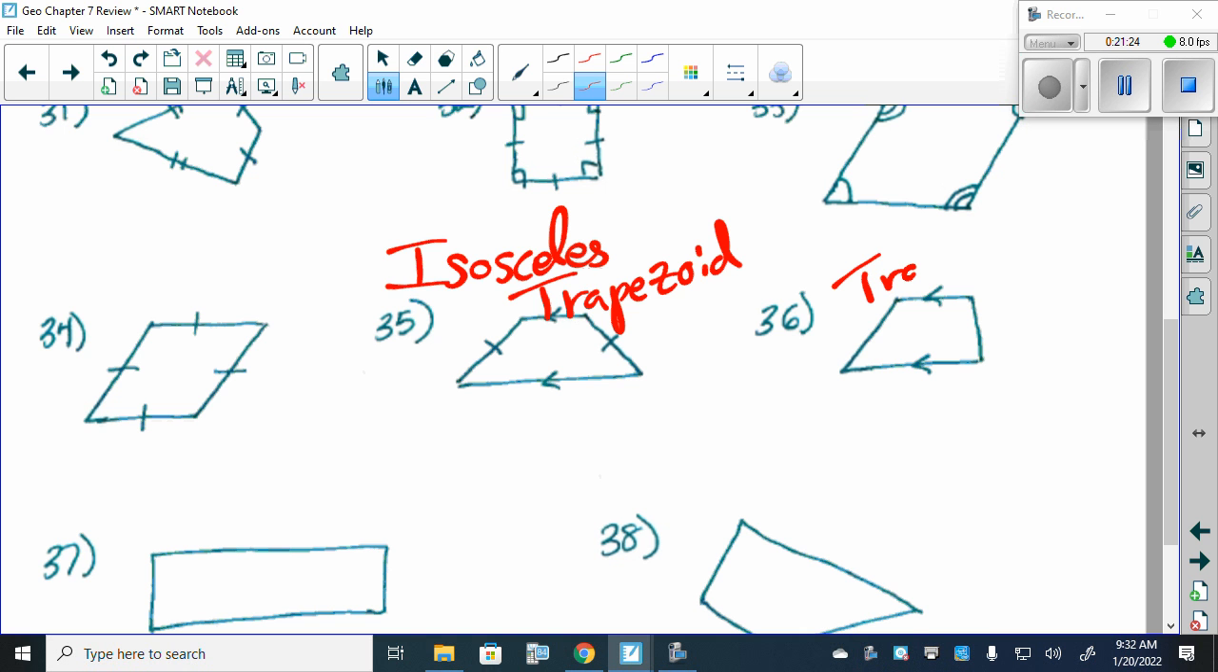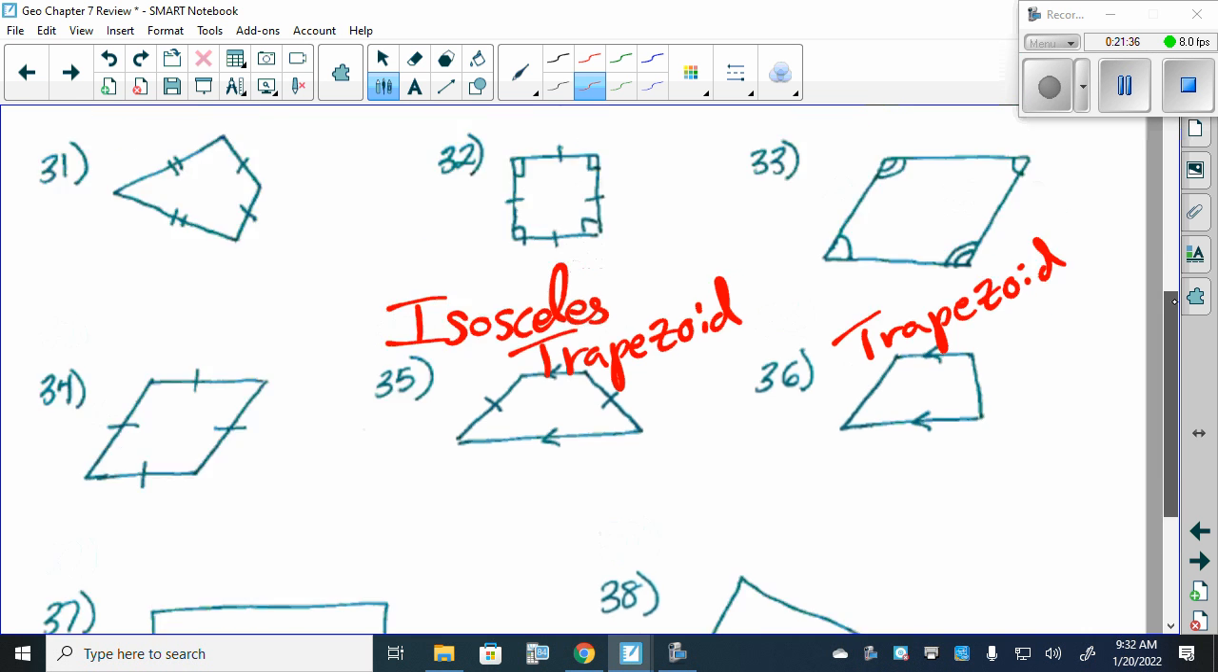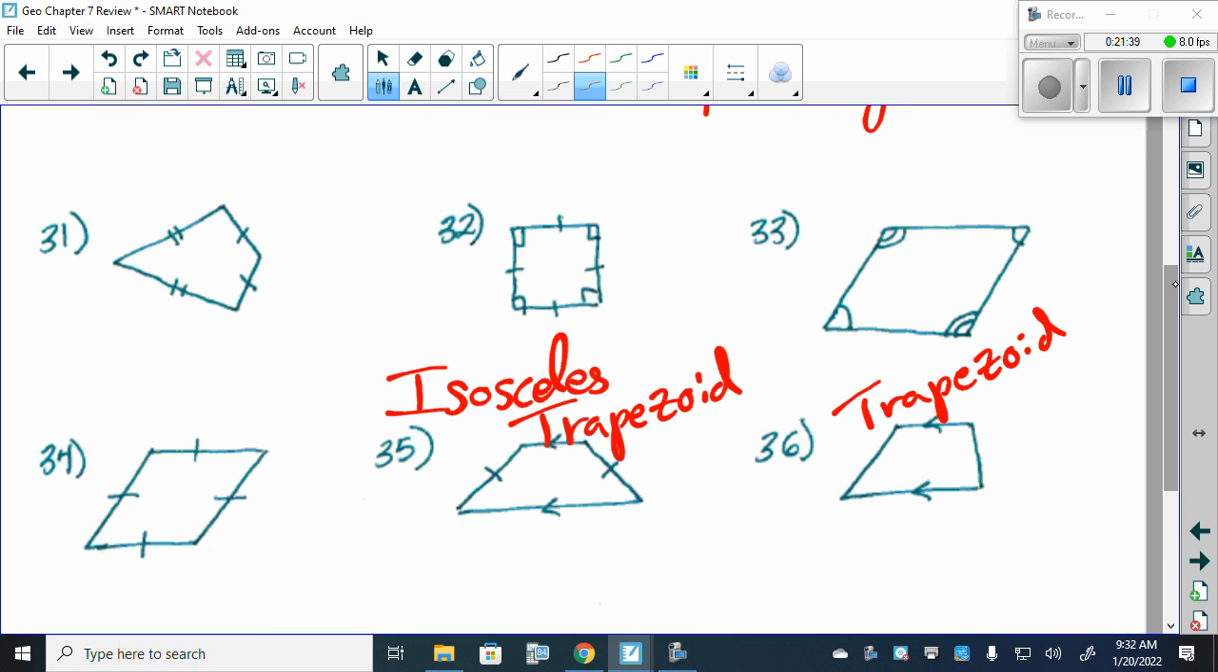36 is just a trapezoid. Because it only has one pair of parallel sides. It would not be a rhombus. Because a kite is a quadrilateral with two sets of consecutive congruent sides. 34 would be a rhombus.